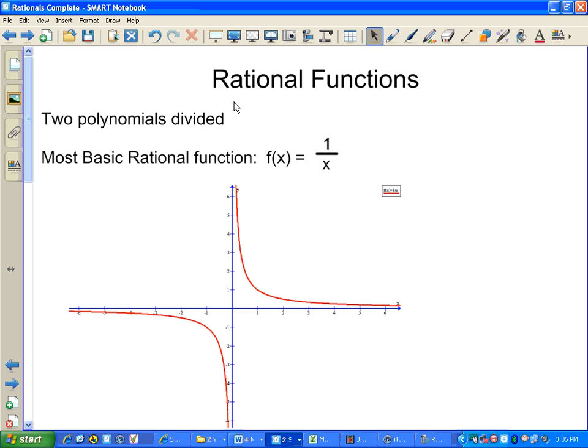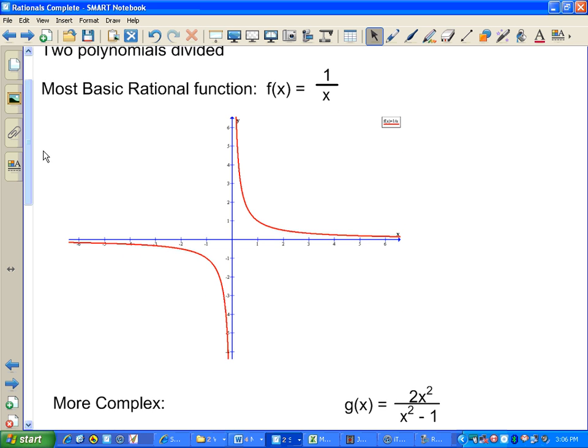So as we've already talked about, it's rational functions that we're dealing with, which, the definition is when you have 2 polynomials divided. So last chapter is all about polynomial functions. If we take 2 of those functions and put them in a fraction together, we get a rational function. Of course, the most basic is the one that we've talked about already, 1 over x, and that looks like this. You know, we've got a vertical asymptote, we've got a horizontal asymptote.